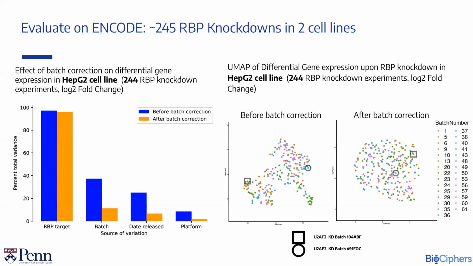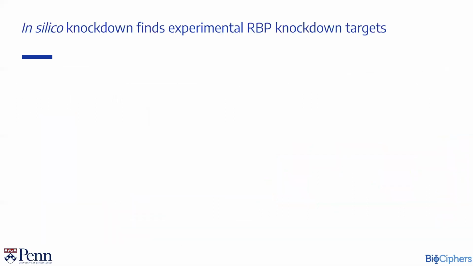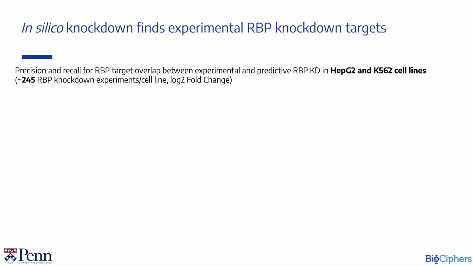After batch correction, the batch clusters are gone and the two U2AF1 move closer together as expected. And we saw similar effects upon batch correction in K562 cell lines. Now that we have our batch corrected experimental knockdowns, we want to evaluate our in silico knockdowns against them. We measure precision and recall of overlap of RBP targets between the experimental and simulated RBP knockdown.